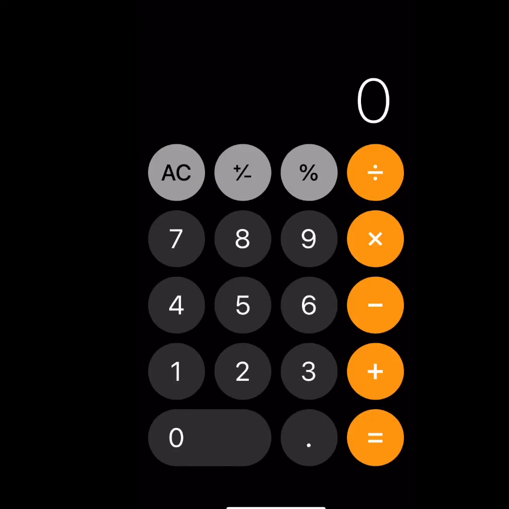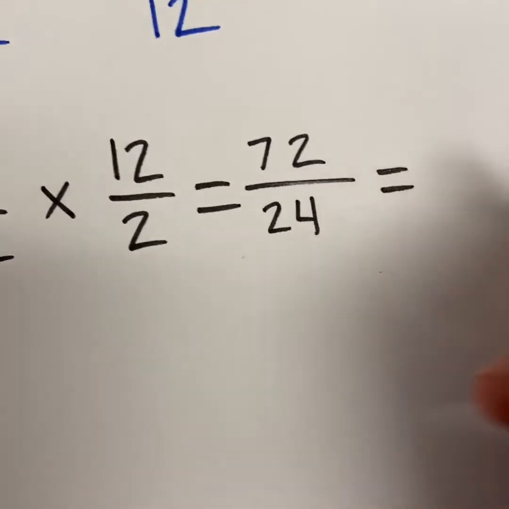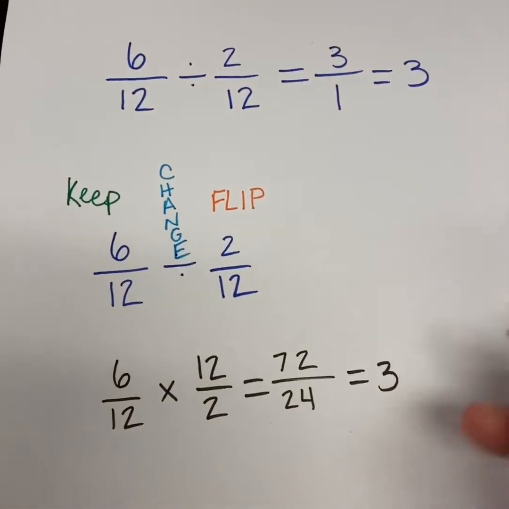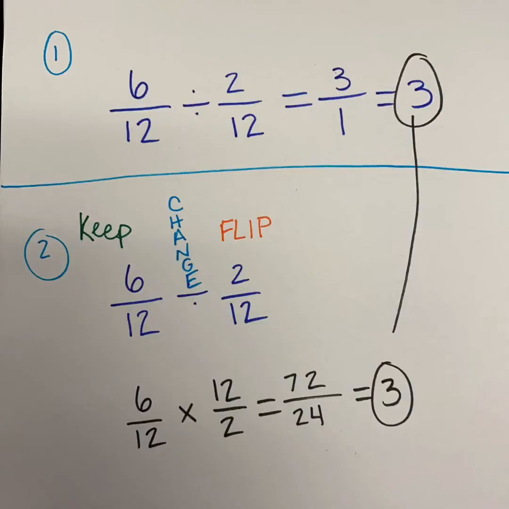Let's go ahead and throw this in our calculator. 72 divided by 24, 3 exactly. So 72 divided by 24 was equal to 3. And we can see we got the same answer. So here, it doesn't matter how we want to do this. We had common denominators, so we could just divide straight across like we did in example problem number 1, or we could use the keep, change, flip method and be able to solve it that way.